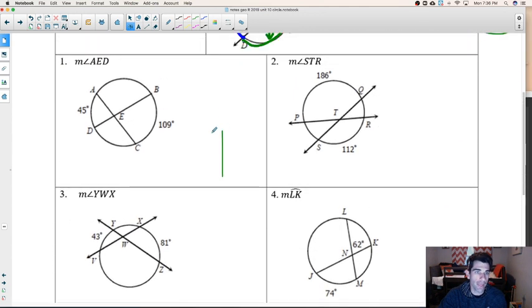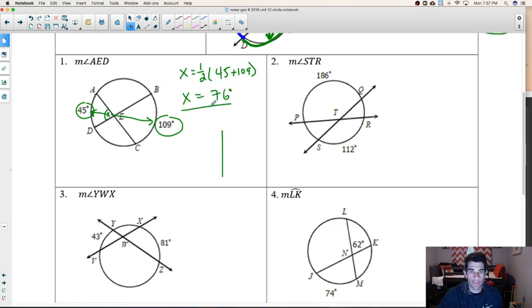The first one says to find the measure of angle AED. So here's AED. It wants this angle right here. Call him X. So that's going to shoot out from there. We'll shoot out from there. The two arcs were 45 and 109. So X is equal to 1/2 of 45 plus 109. And again, you could do 109 plus 45. Order doesn't really matter in this particular case. And that's going to be 76 degrees. So there you go. AED is 76.